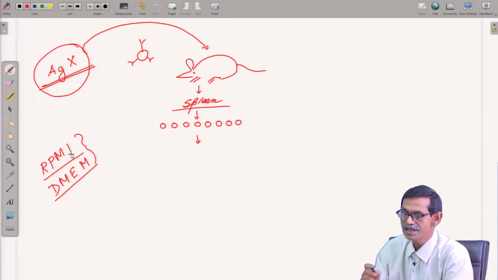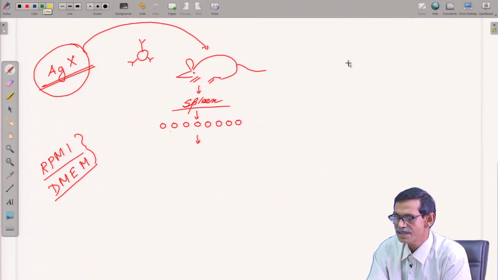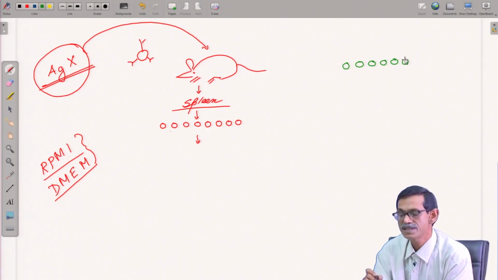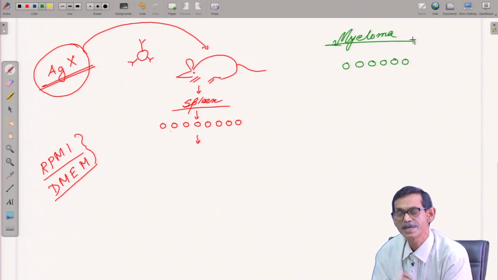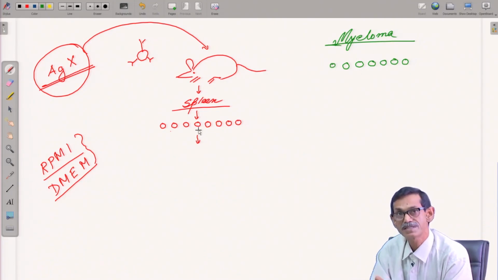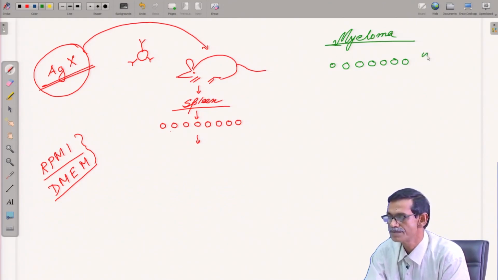What they did, they took another cell, which is a cancerous B cell. This is a cancerous B cell, myeloma. These myeloma cells are B cells, cancerous, that means they are immortal.